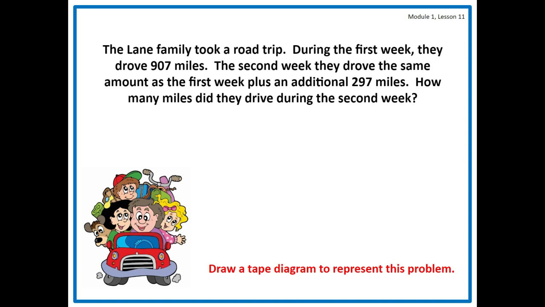Okay, so I'm really only going to focus on that second week, but there's two pieces of information that I need to pull from this problem in order to figure out that second week. I know that it said that they drove 907 miles in the first week, but the second week they drove that exact same amount plus an extra 297 miles. So to figure out that second week, I would have to add both of those parts. So when I represent that in a tape diagram, I know that that would be 907 plus 297 to figure out that second week.